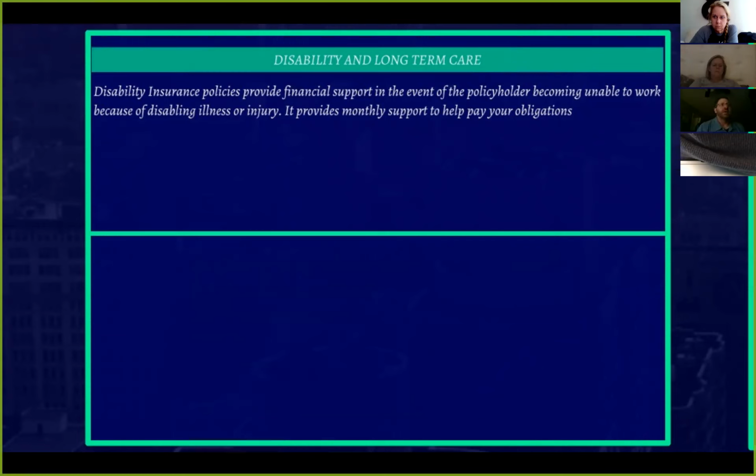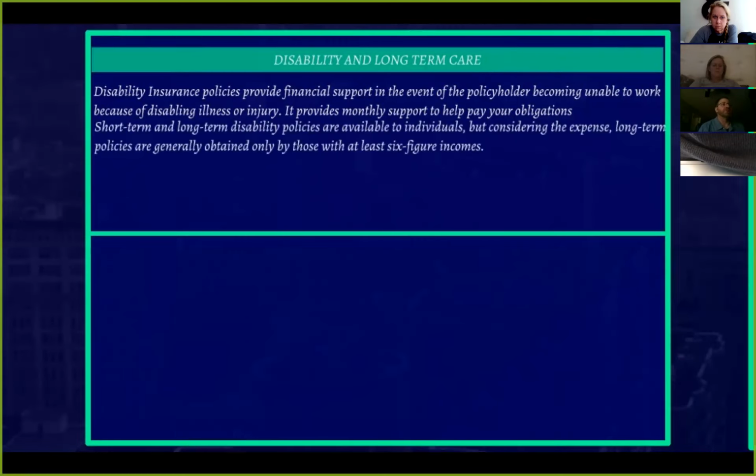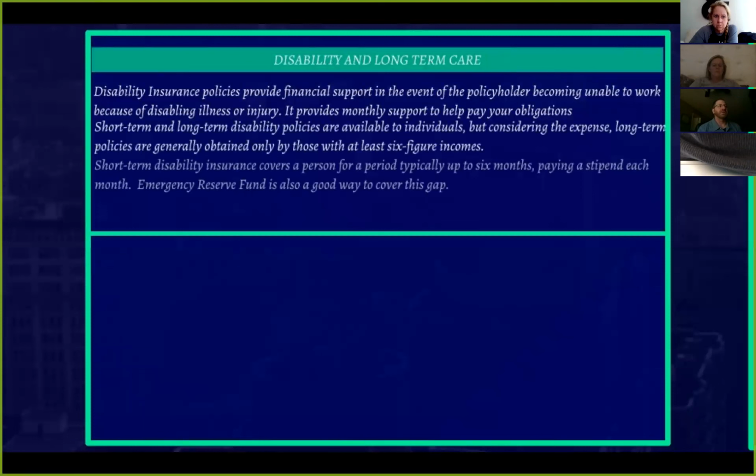Okay. And you've got two kinds of policies: short-term disability and long-term disability. The short-term disability policy might start immediately, like day one of sickness, and it will cover you up until your long-term disability policy kicks in. This is a policy you're typically going to find through your employer. It's not going to be a policy you want to buy on an individual basis.